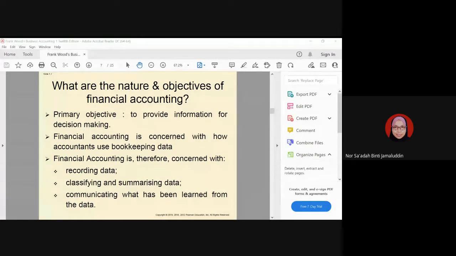Alright, financial accounting is concerned with how accountants use bookkeeping data. Okay, itu adalah apa yang financial accounting focus. Financial accounting is therefore concerned with firstly recording data. After recording data, go to classifying and summarizing data, and then lastly communicating what has been learned from the data. Itu adalah task that financial accounting do.